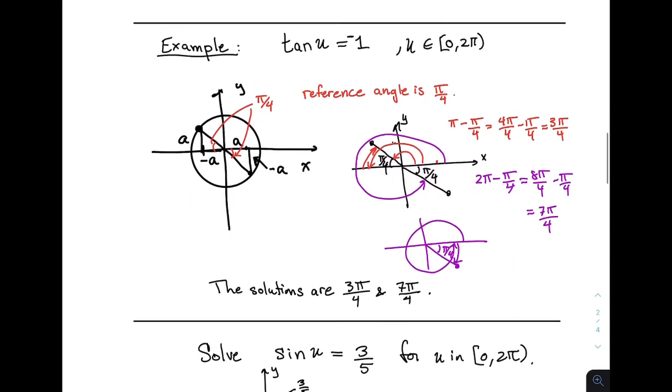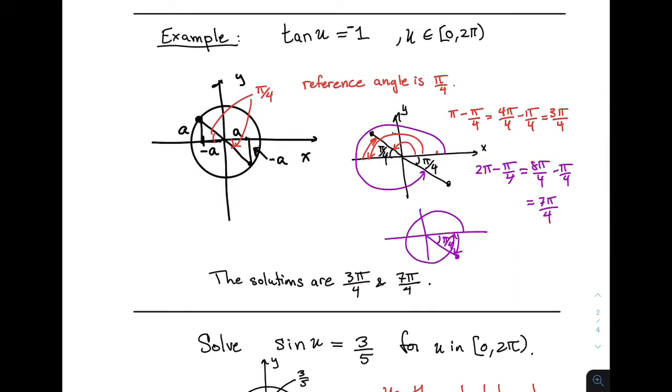Okay, let's look at an example where we're dealing with a tangent. Let's solve tangent of u equals -1 for u in this interval 0 to pi. This tangent is a ratio, so I don't know what the coordinates are, but I do know that the ratio is -1. So I have two choices. I can either go to the right a and down -a, so the ratio is -1, or I can go to the left -a and up a to find my point on the unit circle, and the ratio is also -1.